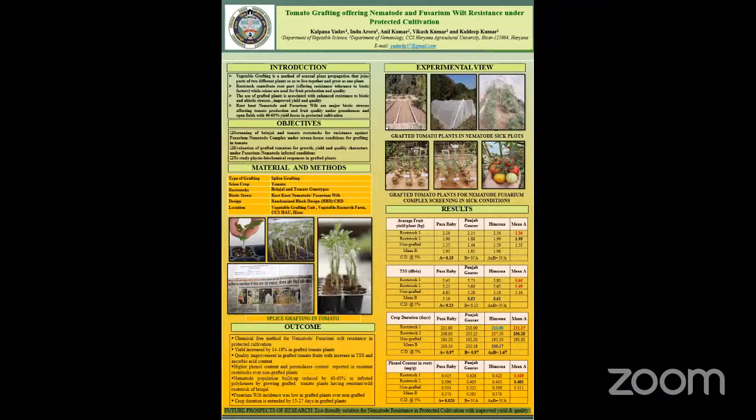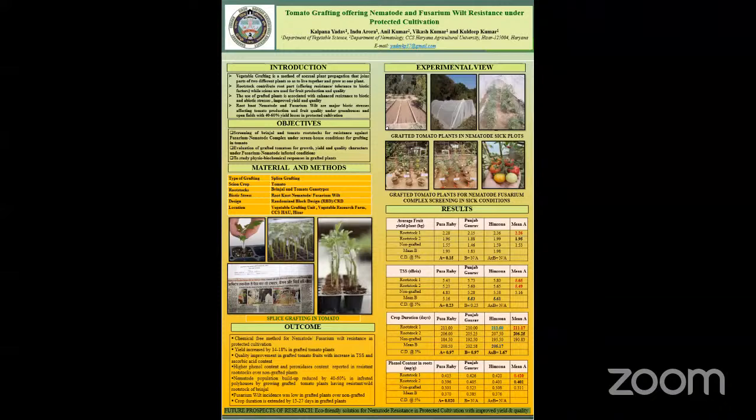And if we talk about the crop duration, that was the most significant thing. In grafted plants, we increased the crop duration by about 15 to 27 days over non-grafted plants. And the phenol content and peroxidases were also higher in the grafted plants. So we can say that the chosen rootstocks, rootstock 1 and rootstock 2, can be used for grafting in further studies and can also be used by the farmers. And Pusa Ruby, Punjab Gaurav and Himsona can be used as scions.